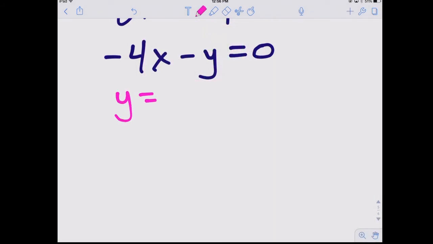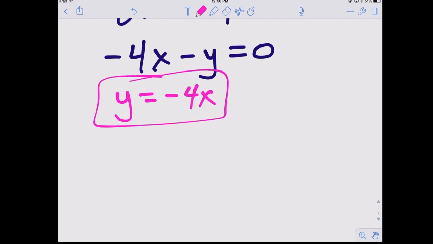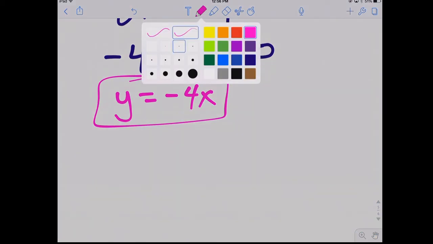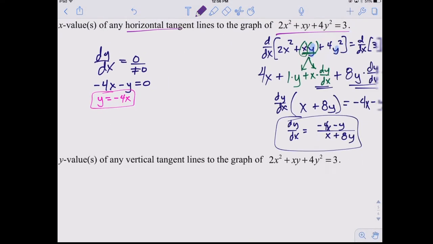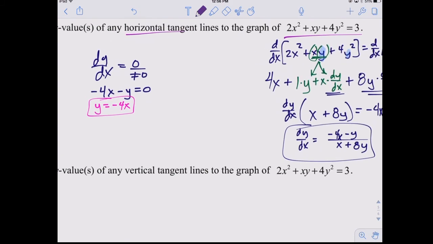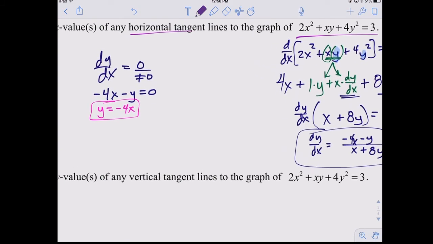Let's go ahead and make things easy for ourselves and solve it for the easier of the two variables. That right there is something that we're going to plug back into the original equation, and you got to do this very carefully as well. So we get 2x squared plus x times y, which is now negative 4x, plus 4 times y squared equals 3.